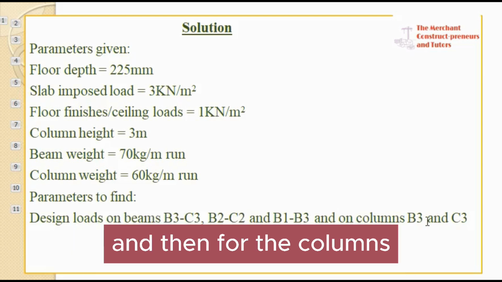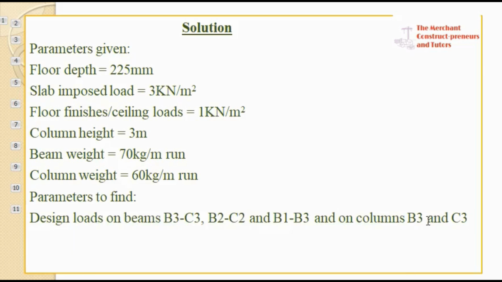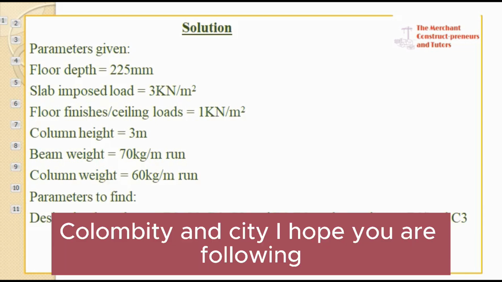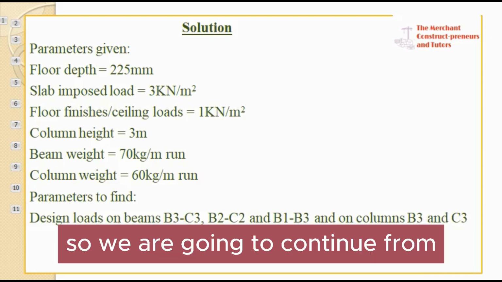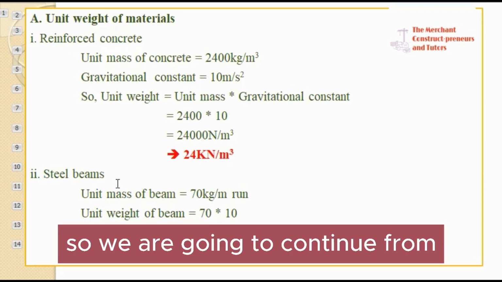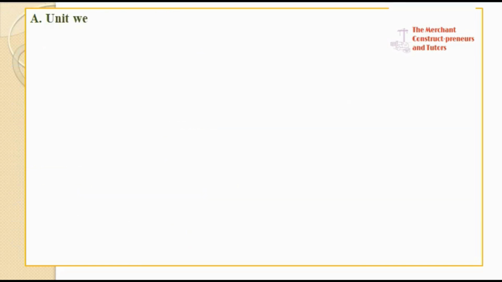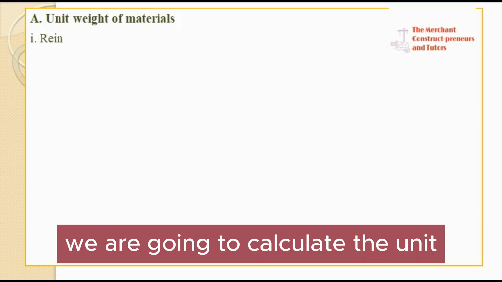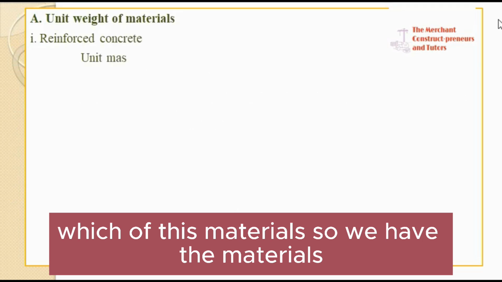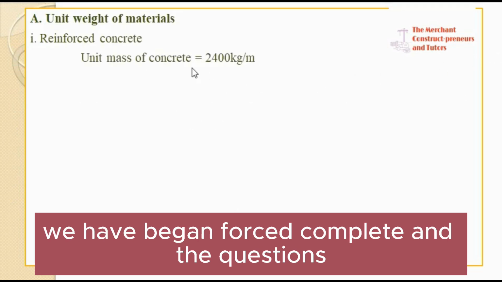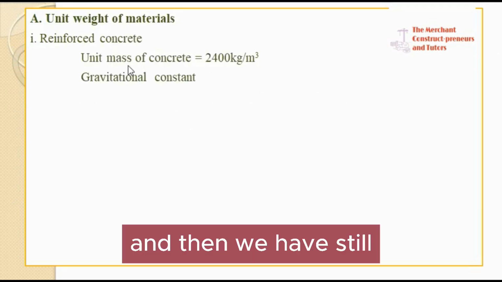That's for beams. And then for the columns, the design loads on column B3 and C3. I hope we are following. So we are going to continue. The first thing first, we are going to calculate the unit weight of these materials. So we have the materials: the reinforced concrete from the question, and then we have steel.